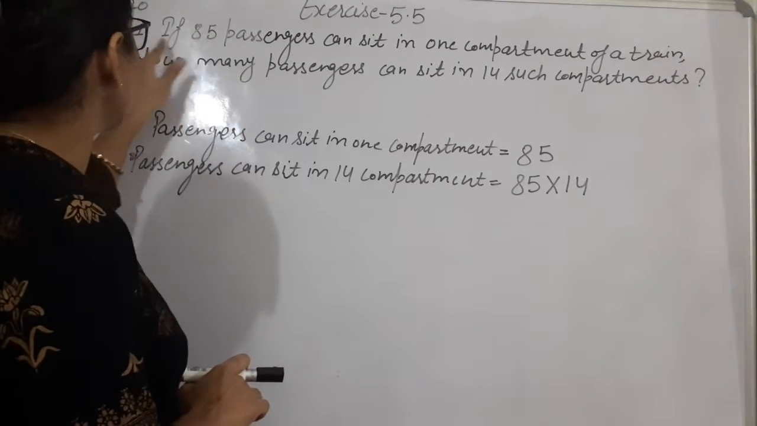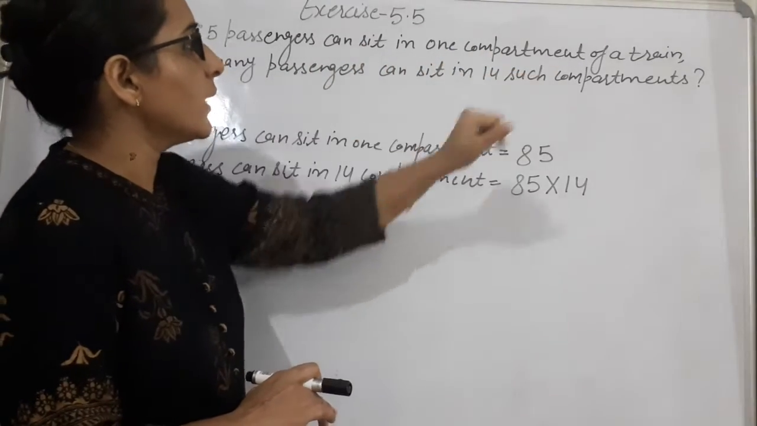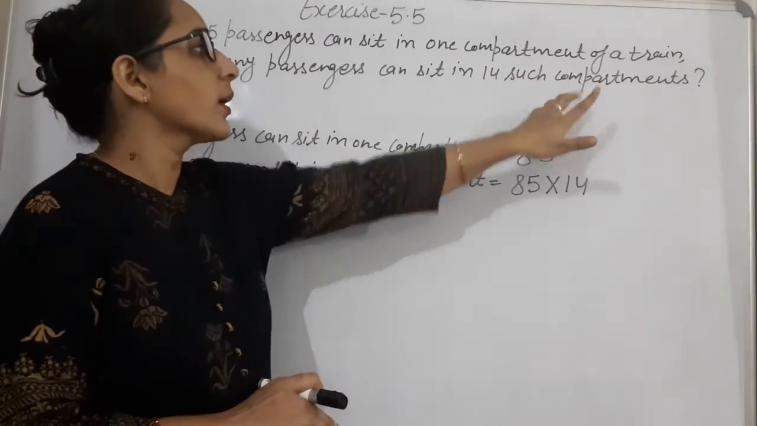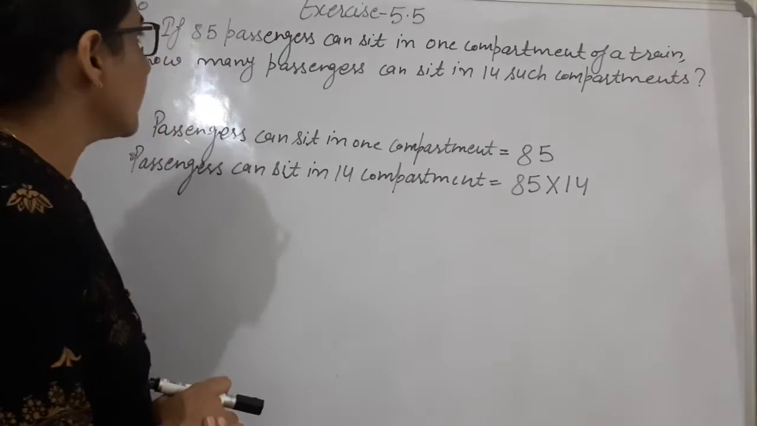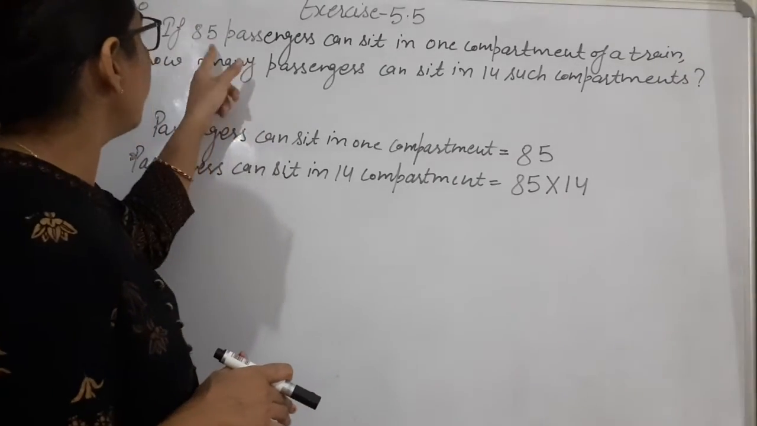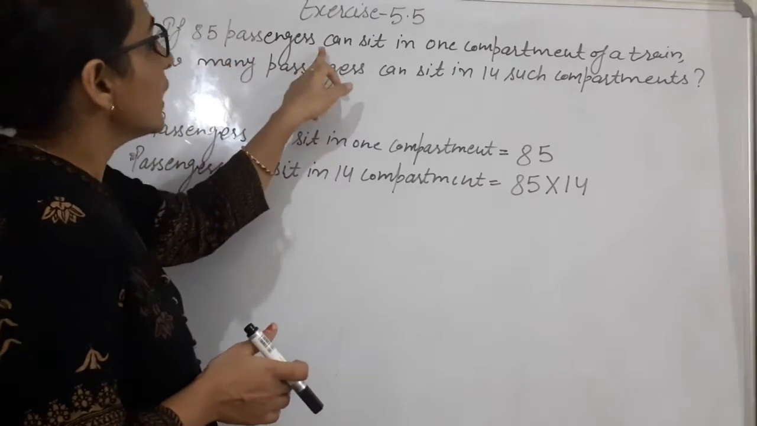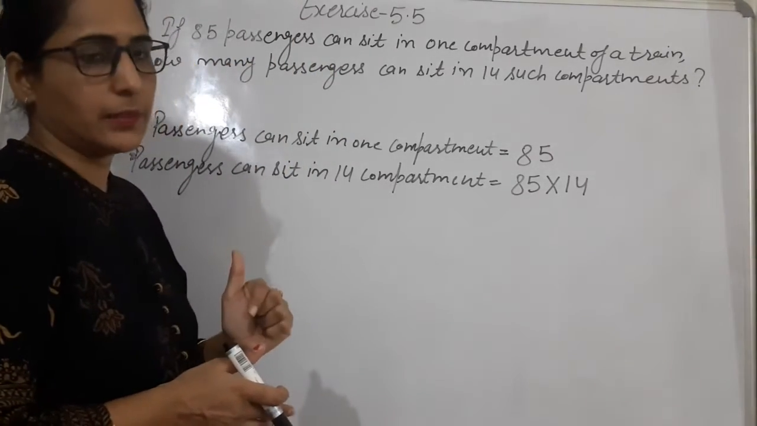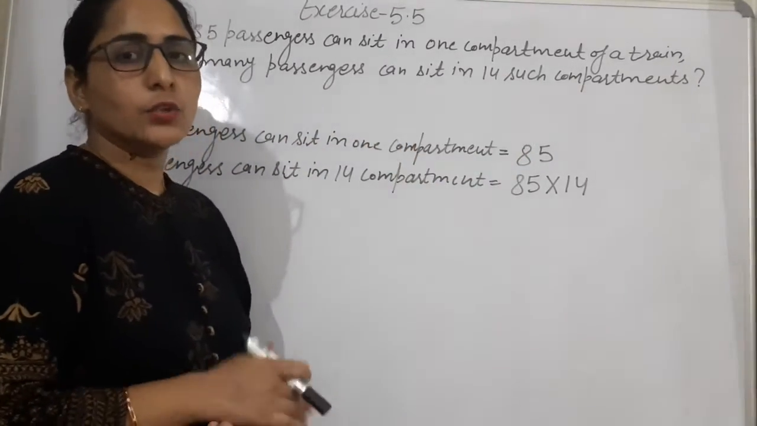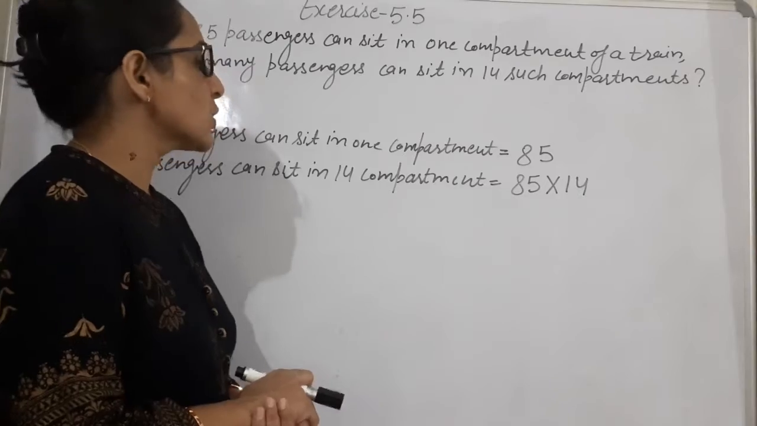So the question number 1 is, if 85 passengers can sit in one compartment of a train, then how many passengers can sit in 14 such compartments? The question is, in a train in one compartment, it means एक बोगी में, how many passengers? 85 passengers can sit. 85 passengers वन कंपार्टमेंट में बैठ सकते हैं. सो हाउ मेनी पैसेंजर्स कैन सिट इन 14 सच कंपार्टमेंट? तो 14 कंपार्टमेंट्स में कितने पैसेंजर्स बैठ सकते हैं? क्लियर? सो दैट इज योर क्वेश्चन.